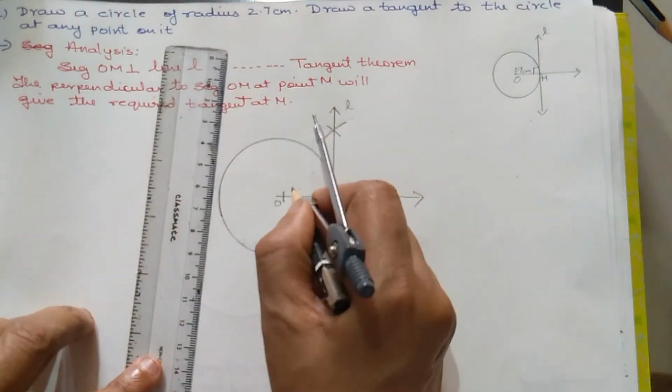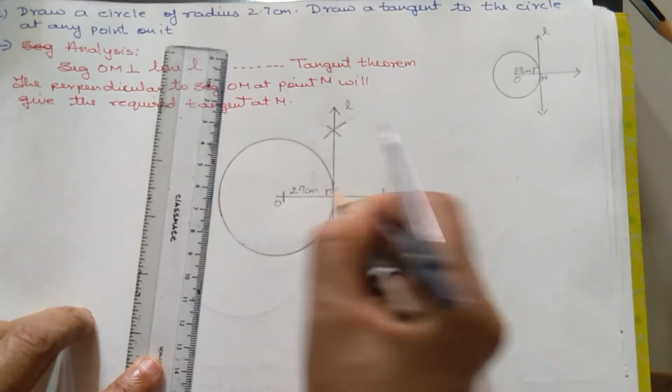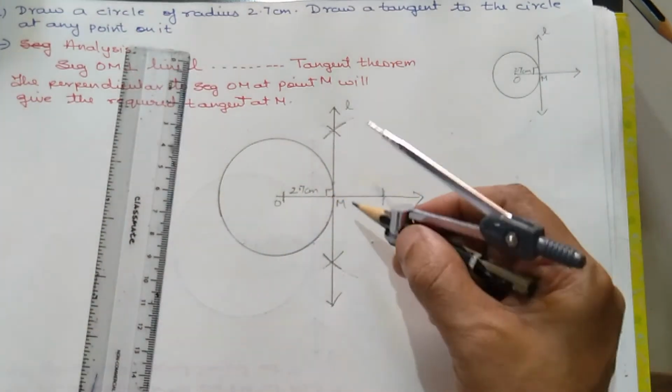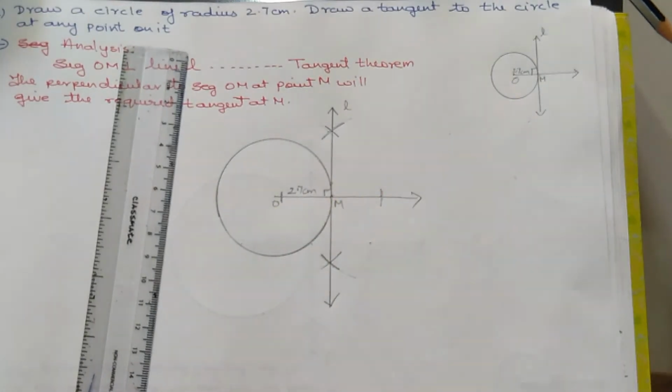The radius is how much? 2.7 centimeter, and this is perpendicular. The tangent from point M is perpendicular to the radius OM.